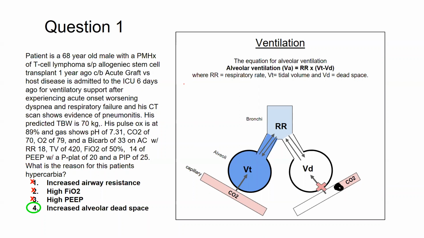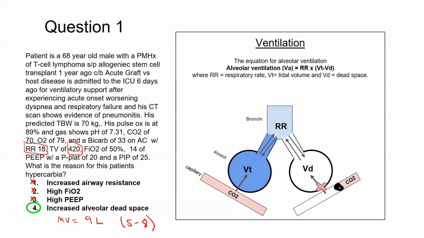This patient is breathing enough that if he had normal lungs, he would be completely fine and he would not be hypercapnic, right? His respiratory rate here is 18 and his tidal volume is 420. So his minute ventilation is those two times each other, so it's about 9 liters. And a normal minute ventilation is around 5 to 8 liters.